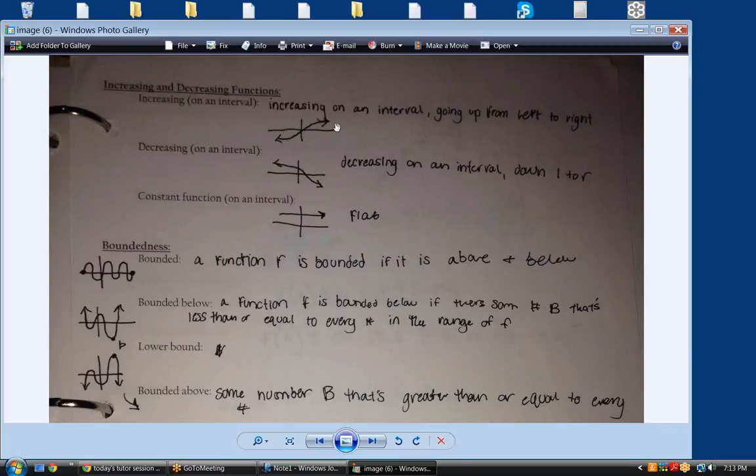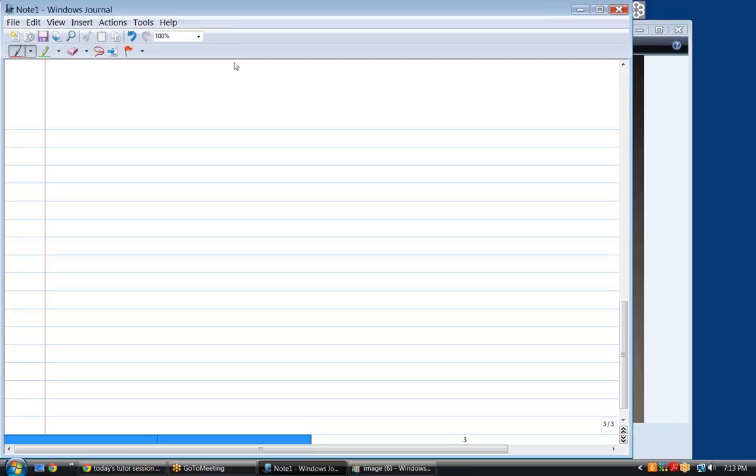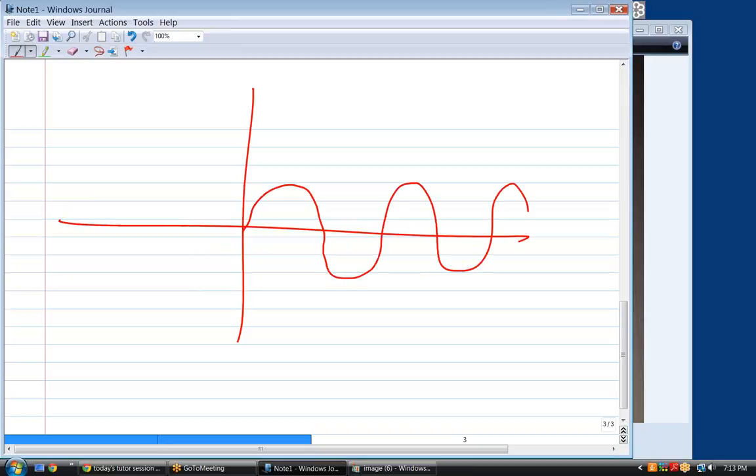Do you have any questions about when a function is increasing? No, I'm very, very lost on boundedness, though. Okay. If I draw a sine function, it's bounded on top by 1 and on bottom by -1. It never goes outside of that range.